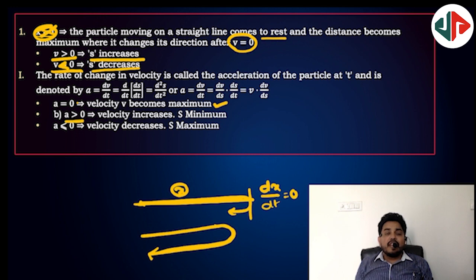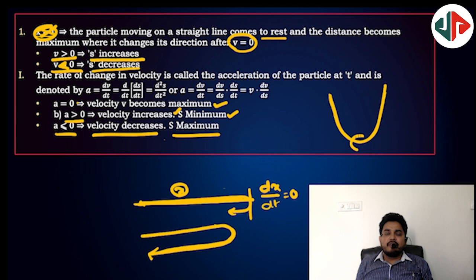Acceleration positive, velocity increasing, and displacement is minimum. Acceleration negative, velocity decreases, displacement is maximum. You can look at here x square quadrant. Okay, so here when the curve is like this, this is the minimum value.